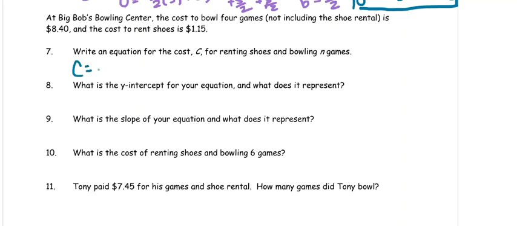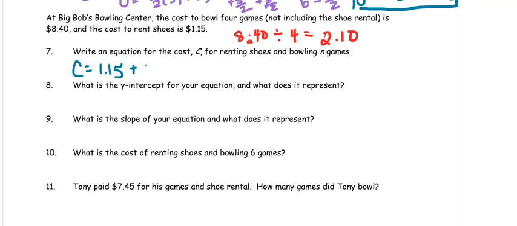So C equals the cost to rent 4 games, not including a shoe rental, is $8.40. The cost to rent shoes is $1.15. So $1.15 is going to be the fixed rate, and since they're telling you it's $8.40 to rent 4 games, you're going to do 8.4 divided by 4 to find out how much it costs to rent 1 game, and that's going to be $2.10.